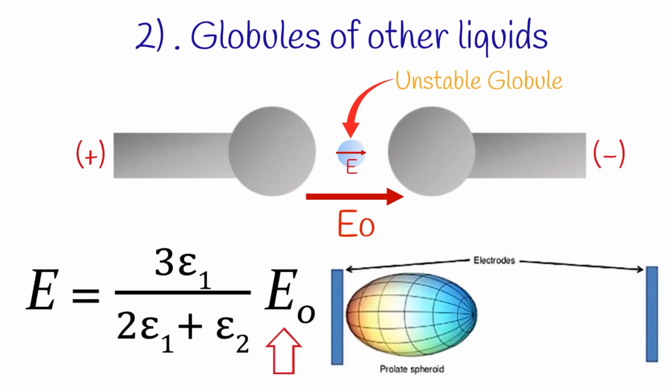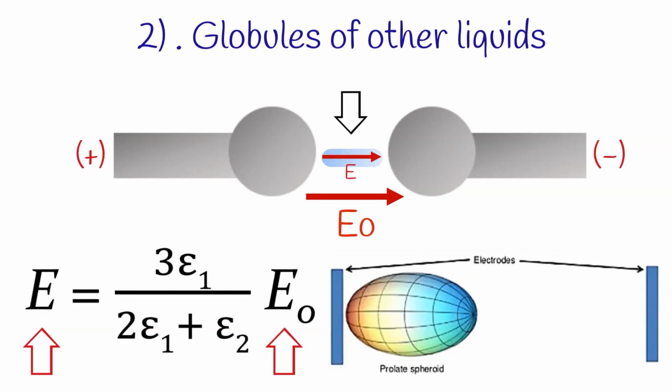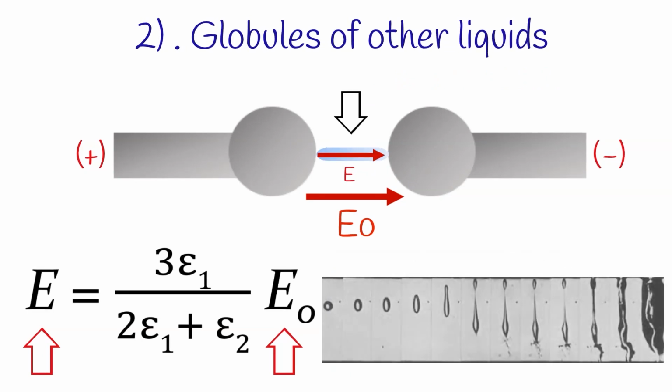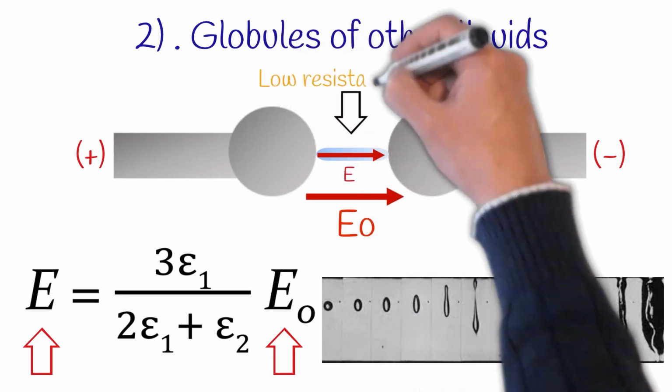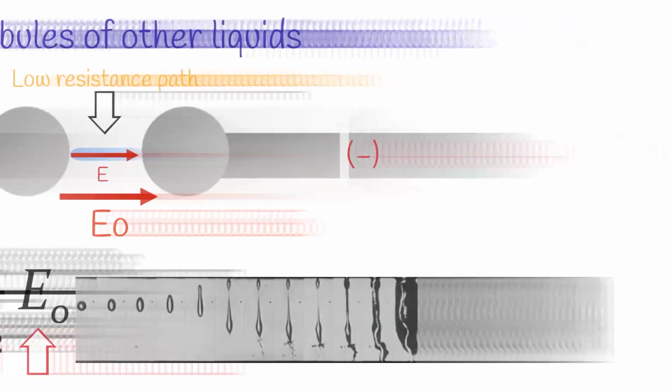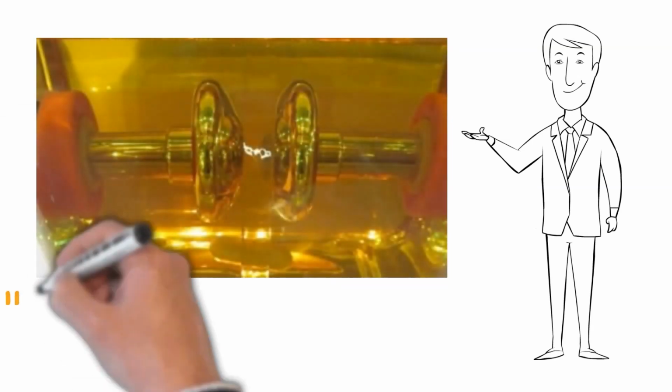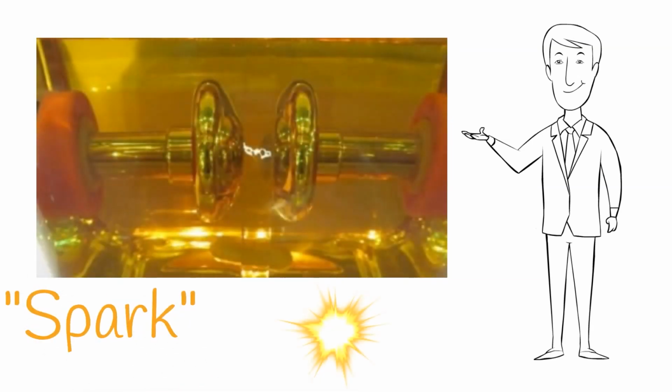When the external field increases, the internal field also increases, and the globule keeps on elongating. Eventually, it bridges the two electrodes, creating a low resistance path in between them. Then, at a critical value of the applied electric field, a spark goes through this low resistance path, leading to the ultimate breakdown of the liquid.